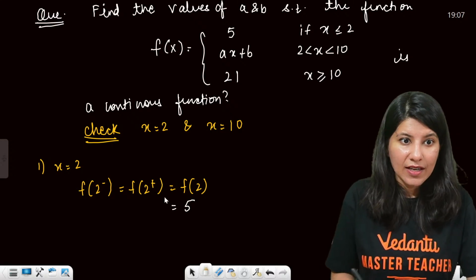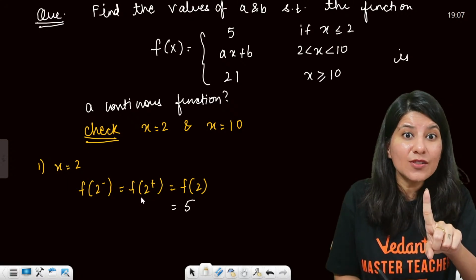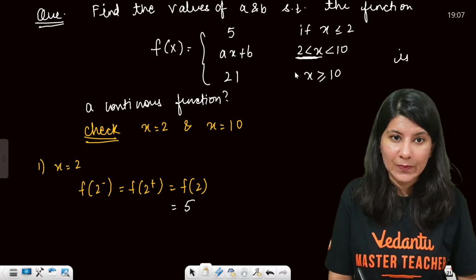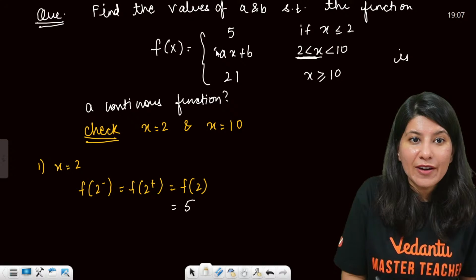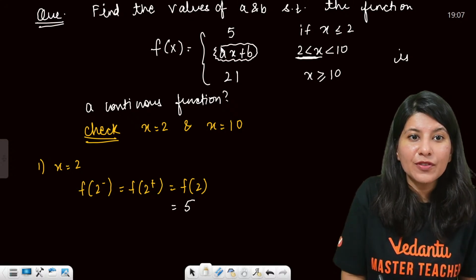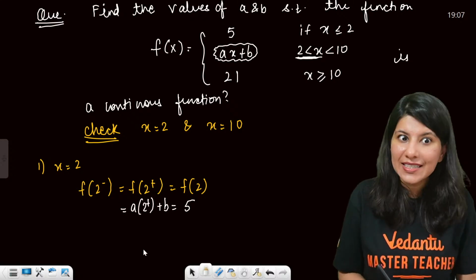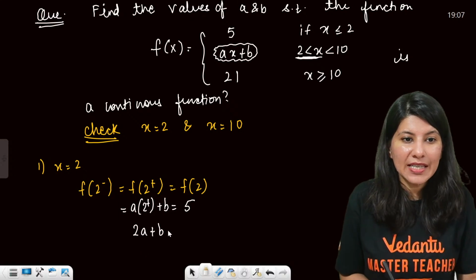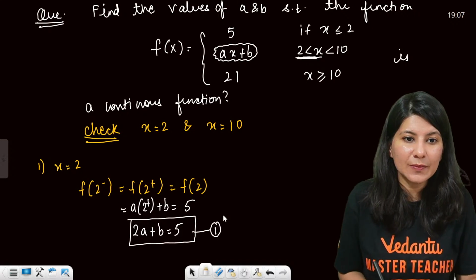f of 2 plus means x greater than 2, my dear students. Can you see x greater than 2 right here? So this is f of 2 plus, and you have to put the value of 2 plus over here. So this is going to be a into 2 plus b. That's it. So basically 2a plus b equals 5. This is your first equation, my dear students.